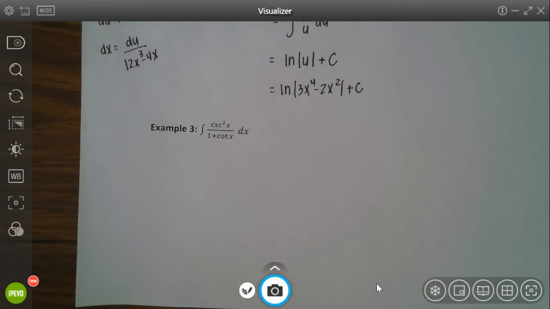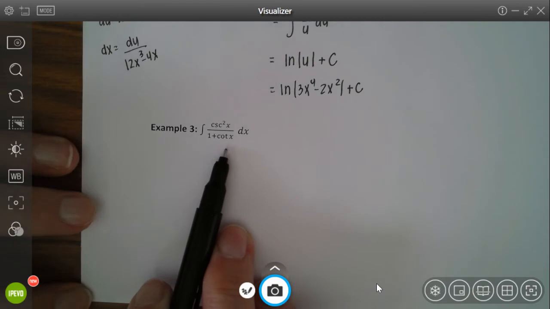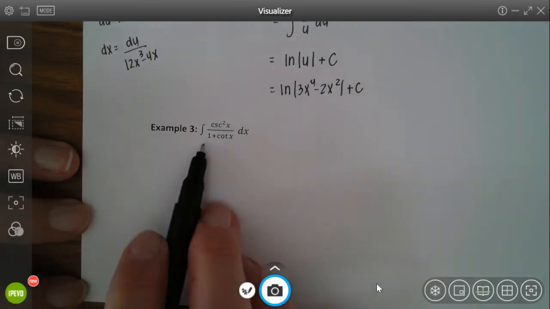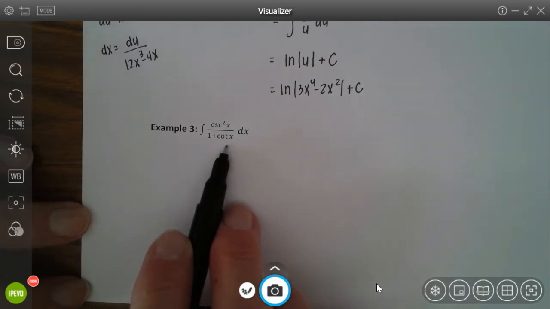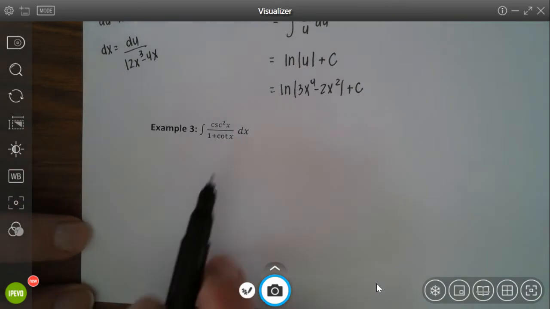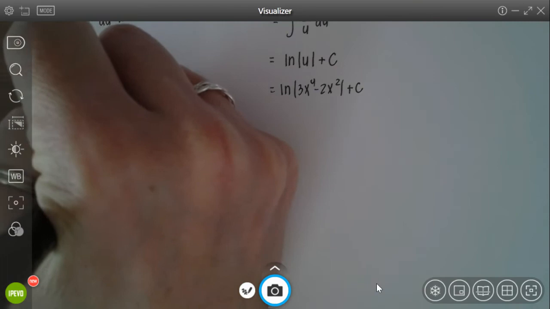All right, so here are the rest of the examples from class today having to do with integrals with the natural log. We left off in class saying that generally we like to look in the denominator for what we want to set u equal to. So example 3, I'm going to set u equal to 1 plus cotangent x.